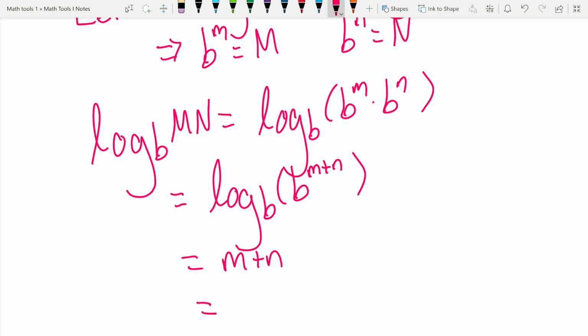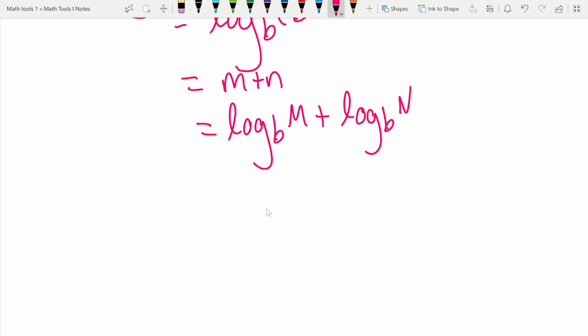And now, just using what we defined a second ago, this is log base b of m plus log base b of n. And then we're done. So we're really just using the product rule for exponents here, and then just the definition of a logarithm.